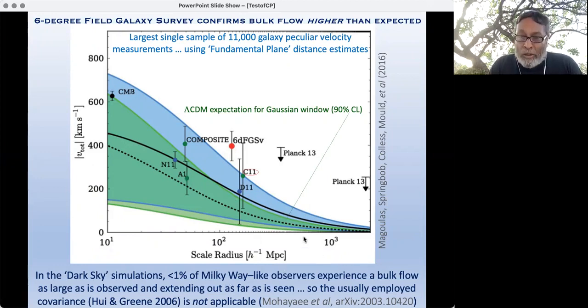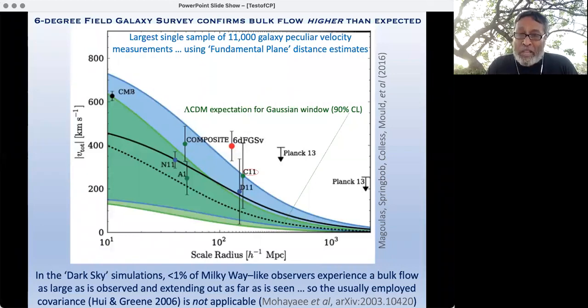So the lesson that one draws from this is that we are flowing faster than expected. We have not converged to the CMB frame. And if this is because we are anomalous, then we are indeed less than 1% likely. And this already has an important implication for cosmology, because it means that when you normally use covariances in cosmological analysis, you are assumed to be typical observers, but we are certainly not typical observers. But that's a technical point. I'll come back to that later if I have time.